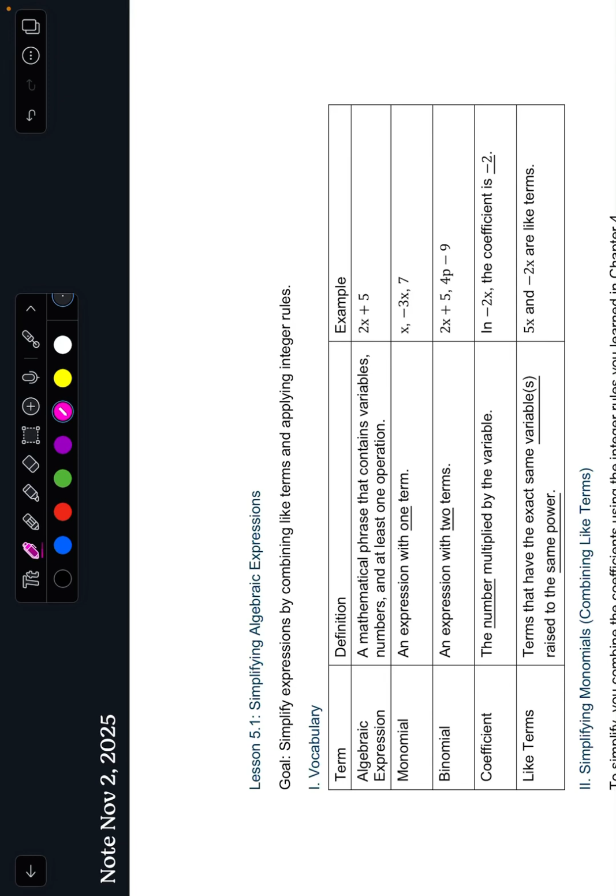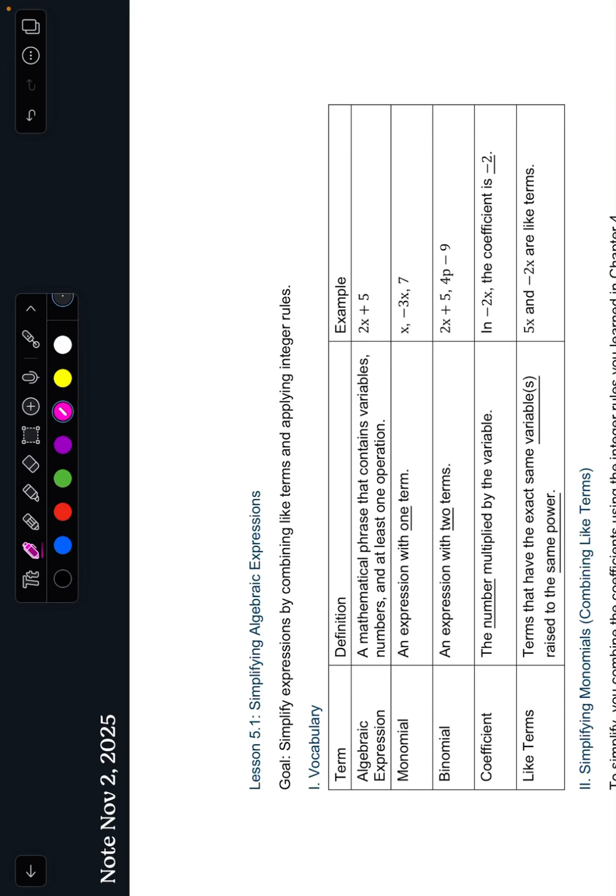A little recap, if you remember from grade 7 or grade 6, when we talked about algebra, it was this type of math where we used letters to represent a variety of numbers. They're kind of placeholders for what could be numbers of all kinds. So we use these letters and we need to know how to play with them using math. So let's get into it. So the goal is to simplify expressions by combining like terms and applying integer rules.